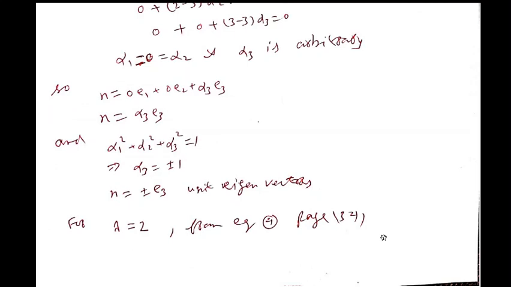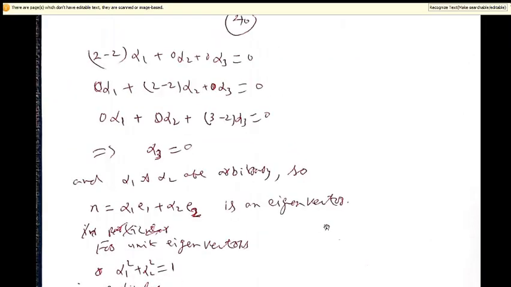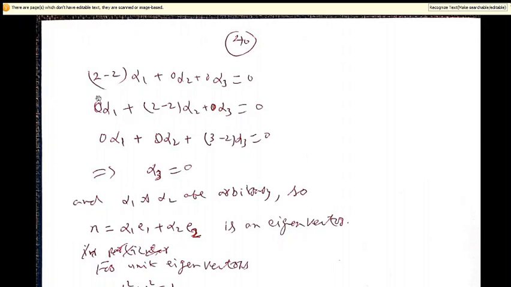Now for λ = 2, we will again use equation number 4, page 34, to find the eigenvectors. So (2 minus 2) alpha 1 plus 0 alpha 2 plus 0 alpha 3 is equal to 0. Then 0 into alpha 1 plus (2 minus 2) alpha 2 plus 0 alpha 3 is 0. Then 0 alpha 1 plus 0 alpha 2 plus (3 minus 2) into alpha 3 equals 0.